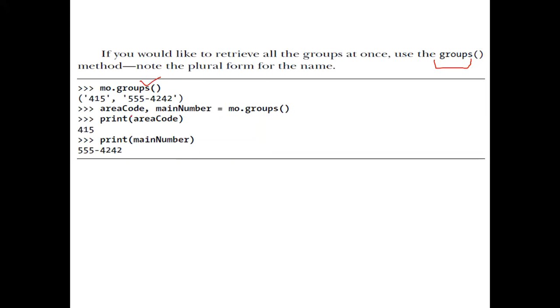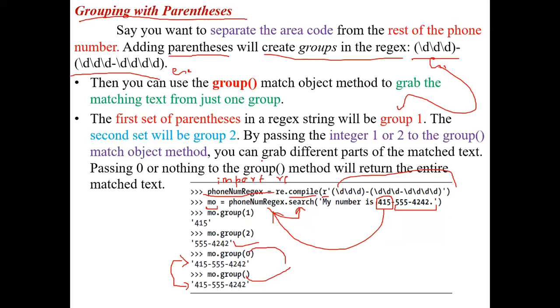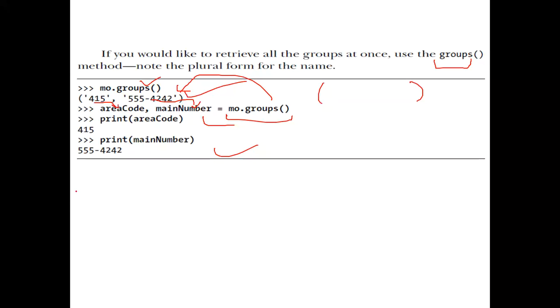Okay. After that, one thing we have to observe: the content written by groups is a tuple, because the output is enclosed within parentheses. Parentheses are the representation of a tuple. So at a time we can assign 2 values by using groups. It is going to return these 2 values. The first value will be assigned to area code, and the second value to main number, which we are printing using the print statement. In the case of group 1, 2, or 0 without any parameter, all are going to return string values, but groups is going to return a tuple. That you have to remember.